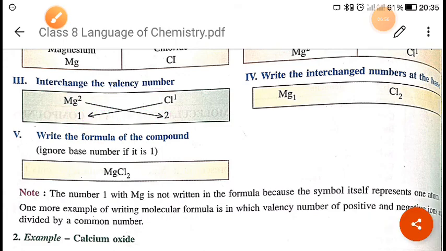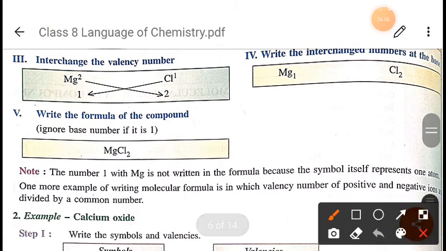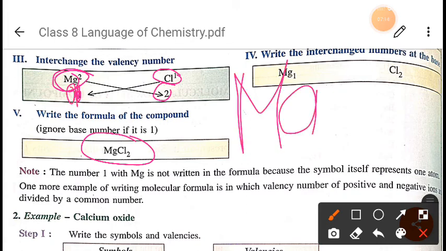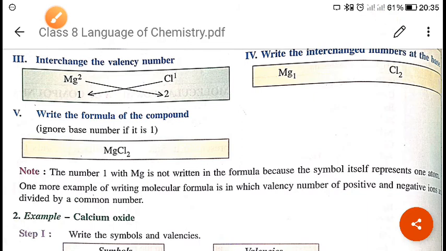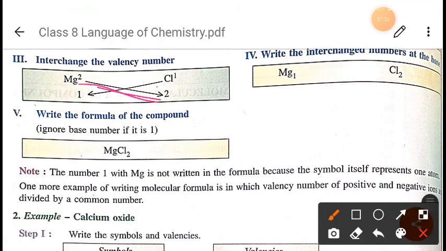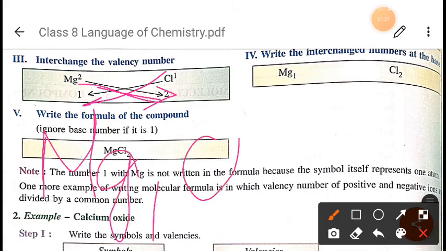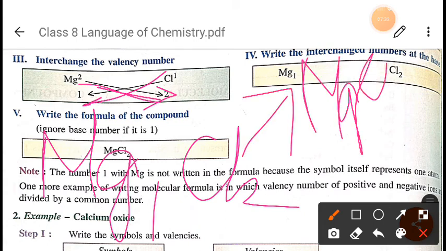Now to write the formula, we will write Mg, after that Cl, and after that 2. As you can see, MgCl2. Mg has 1, so we will not write anything. You can also write it as Mg1 and Cl2, because we are interchanging: this one gives to that one, and that one takes. Since 1 is there, you can write MgCl2 like this.